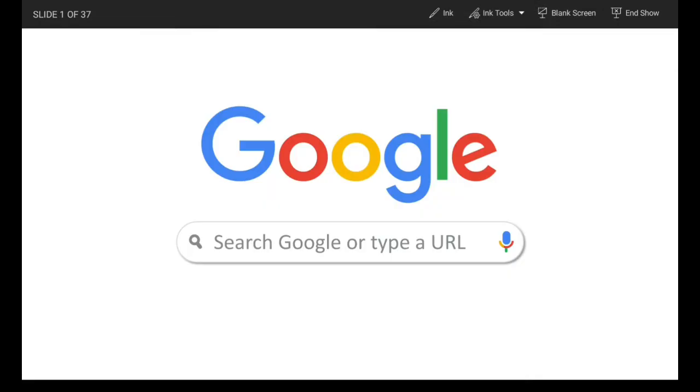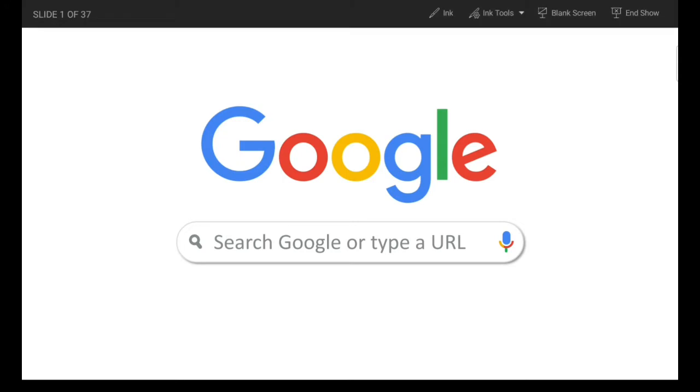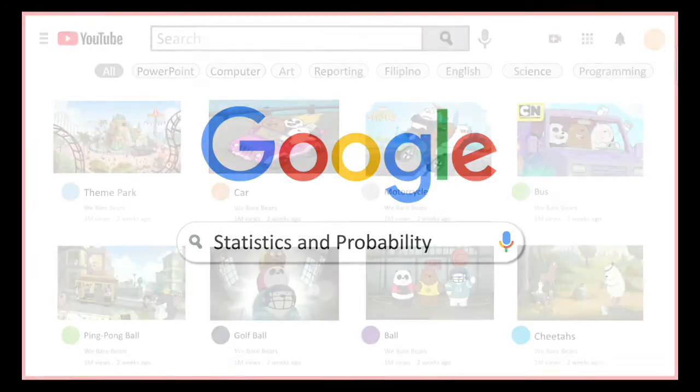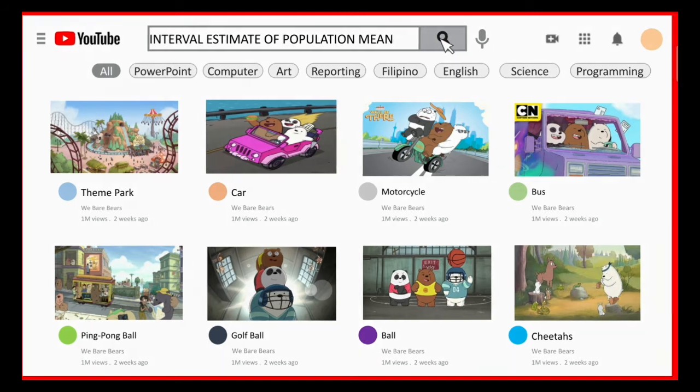Good day mga anak. So for today's discussion, we will discuss interval estimate of the population mean. Our discussion begins by giving the objectives of our lesson. Again, our lesson is interval estimate of population mean.